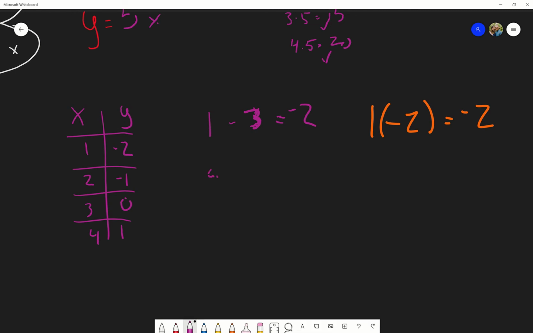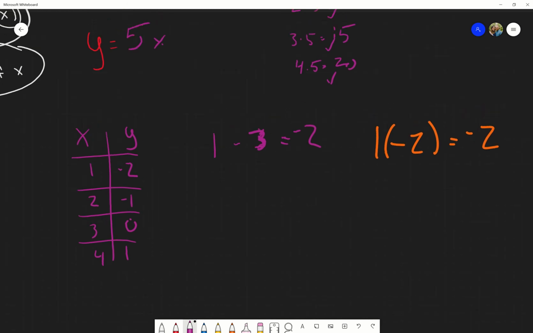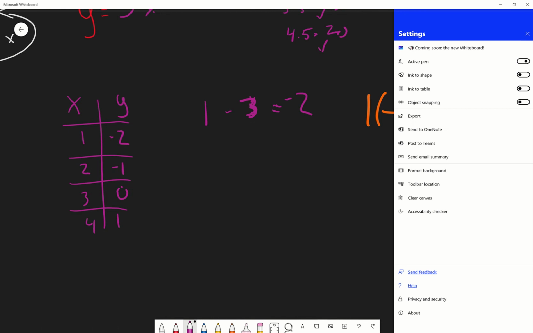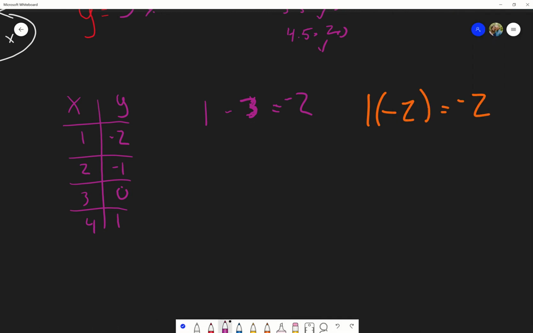It's very frustrating when things don't work the way you want them to. Look, we figured it out. 2 minus 3 equals -1. Hey, that works. 3 minus 3 equals 0. That works. 4 minus 3 equals 1. Those all work. Let's check our times -2.